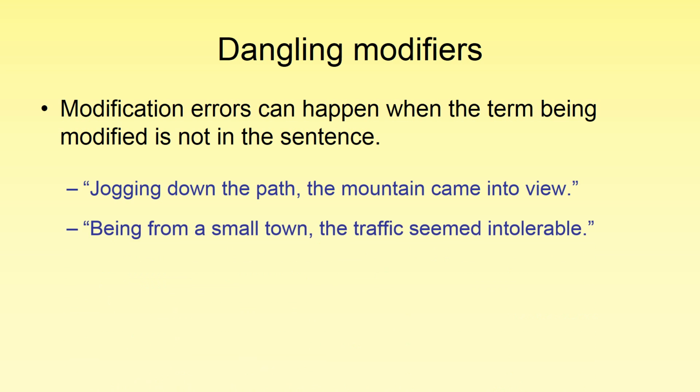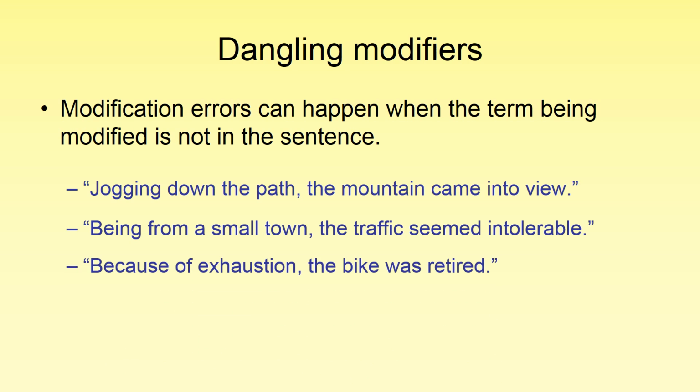Here's an example for you. Pause the video until you can see how this can be read in two ways. We have, being from a small town, the traffic seemed intolerable. Once again, we're missing the person that is from the small town. So we might jump to the traffic and think that the traffic is from a small town. So being from a small town, the traffic seemed intolerable. Okay, that doesn't make sense. So we would have to add the subject here.